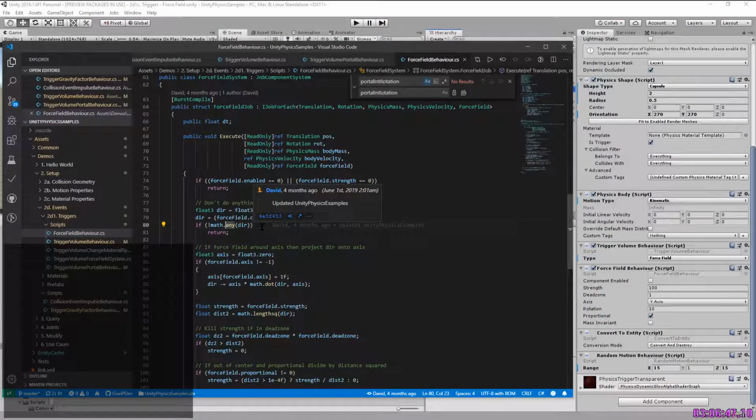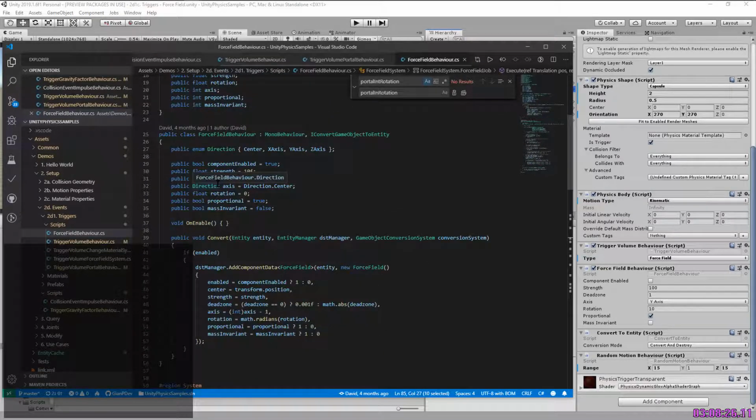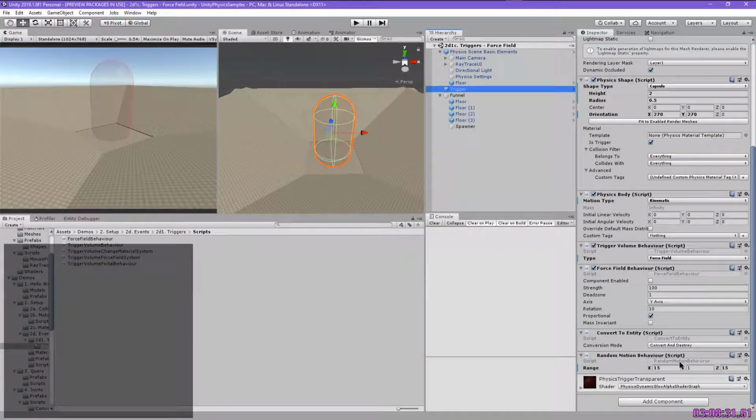I'm trying to understand, is not math.any, if math.any is true, that means it's more than 0 or less than 0. If it's not true, it's 0. Yeah. So if it's 0, it returns it. Axis. I think I need to test this a bit more.